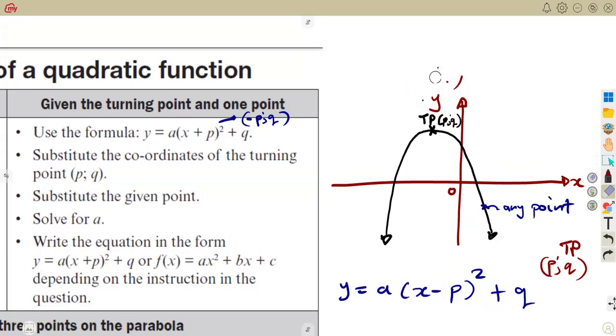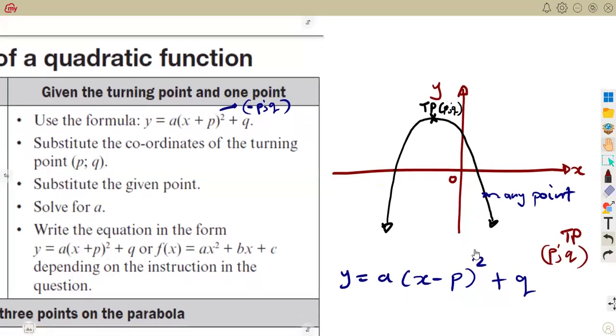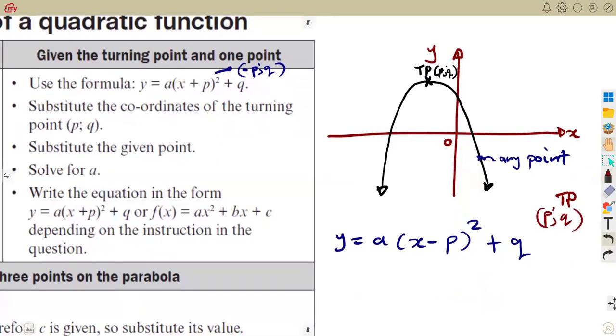All right. I hope you understand this concept. So this is the format that you're going to use whenever there's a turning point. Remember, I explained this format on its own, on sketching the functions of this format. So that part must make sense of the turning point. All right. So that is the condition.